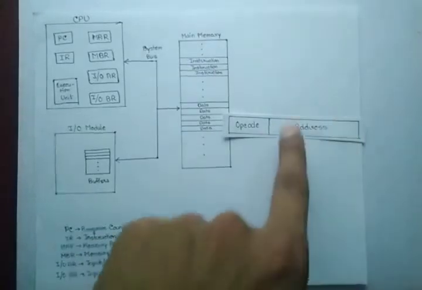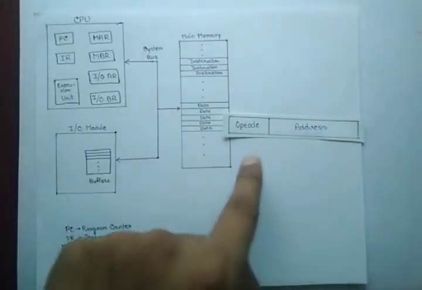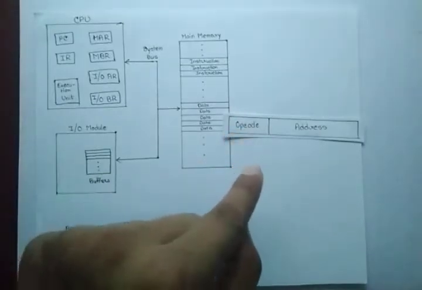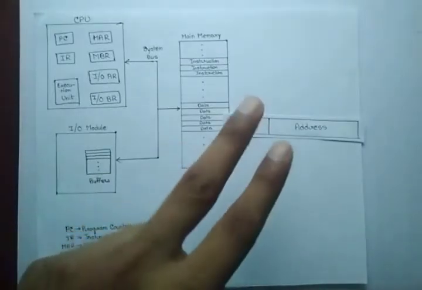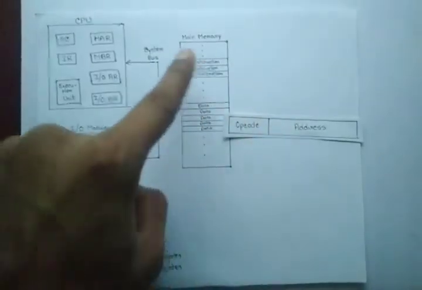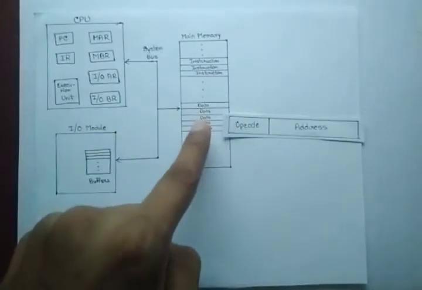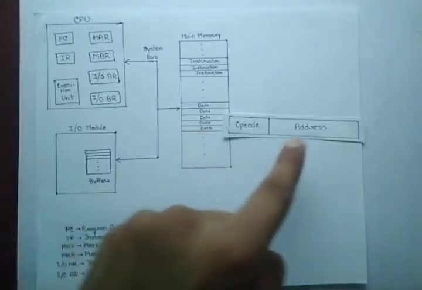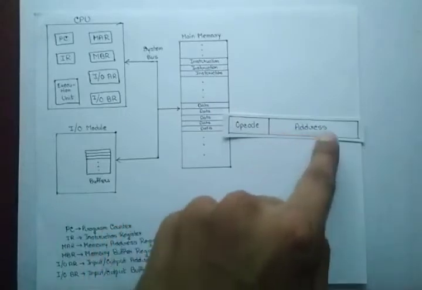Then we have the address. Let's say, for example, the opcode here is for addition. So for addition we need two values, and those two values will obviously be stored inside the main memory. So how will we get the address of those two values? Through this part of the instruction.